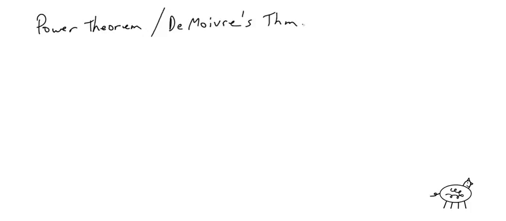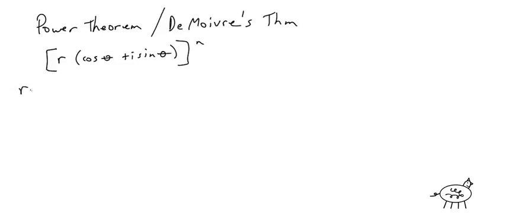Anyway, the power theorem is this: if I have r times cosine theta plus i sine theta, raised to the nth power. That's really what we're going to think about. I'm not going to go through a complete development of this, but I want you to understand a little bit where it comes from. We're going to think about the product theorem that we did in our last class.